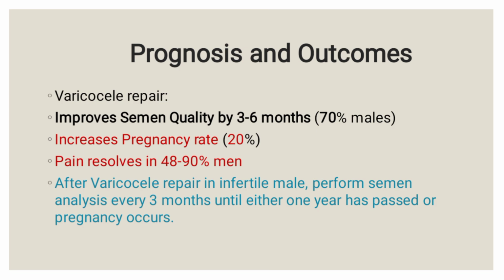So, what is the efficacy? Varicocele repair improves semen quality in approximately 70% of men by 3 to 6 months and increases pregnancy rate by about 20%. Varicocele-related pain resolves in 48 to 90% of men after varicocelectomy. So, after varicocele repair in infertile men, perform semen analysis every 3 months until either 1 year has passed or pregnancy occurs.